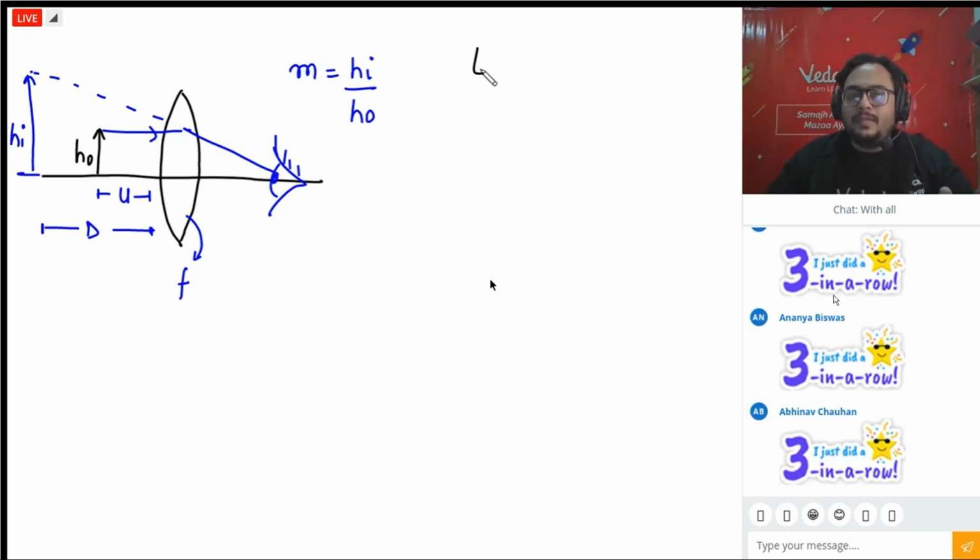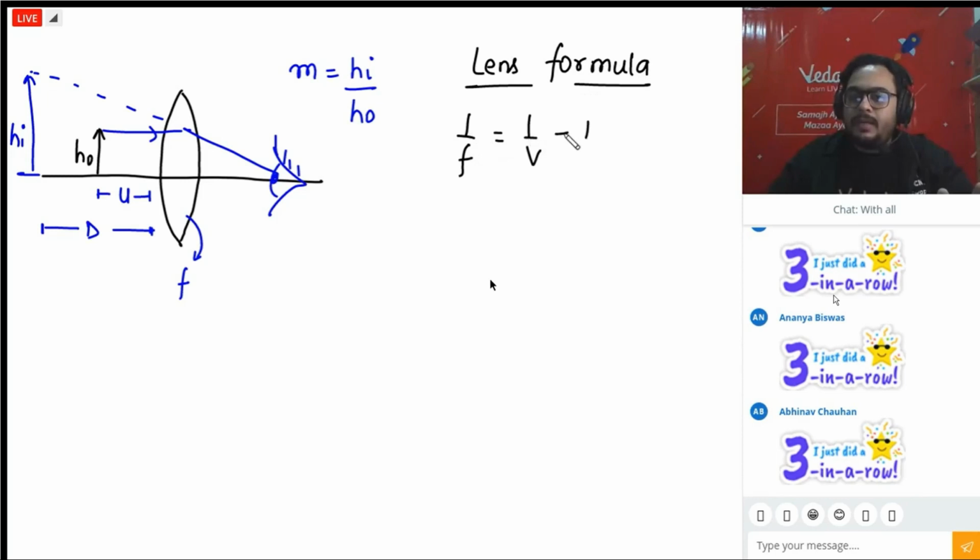So what will I do? I will apply the lens formula. Don't think of this like a derivation. This is like a question only. What is the lens formula? 1 by f is 1 by v minus 1 by u. You know this formula? Okay.